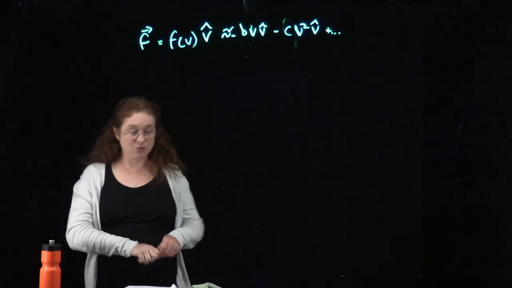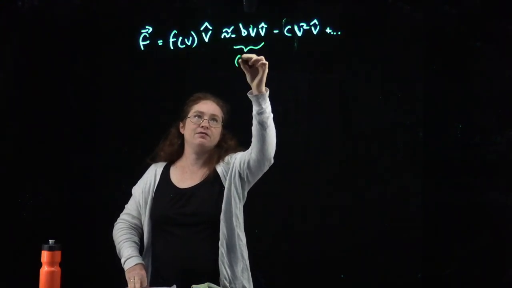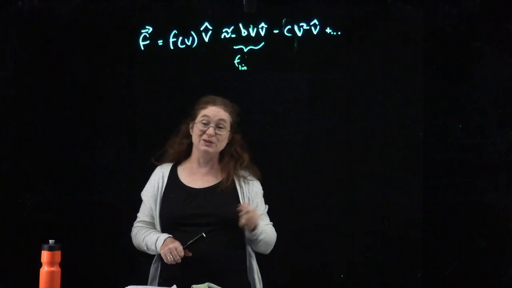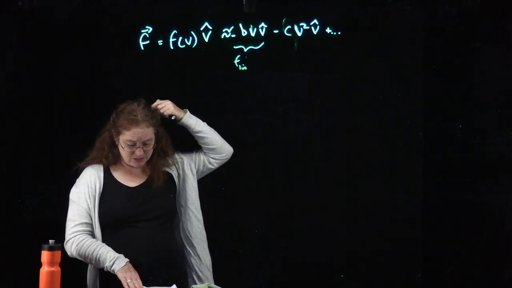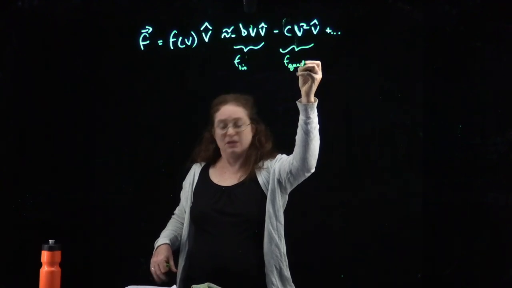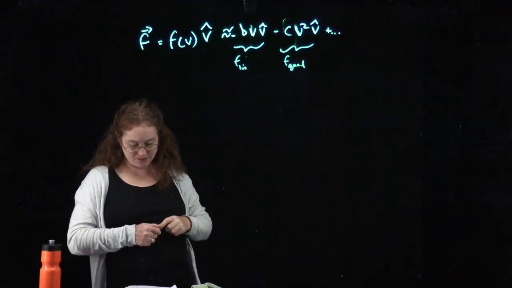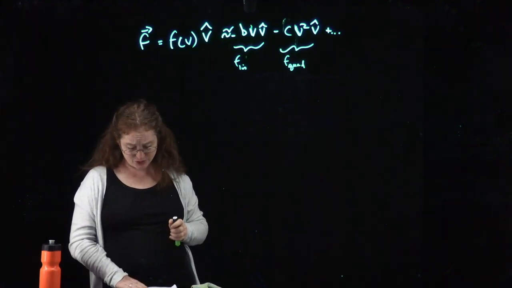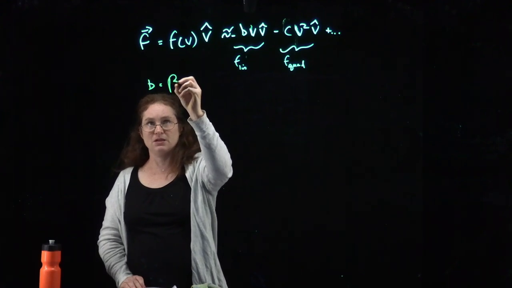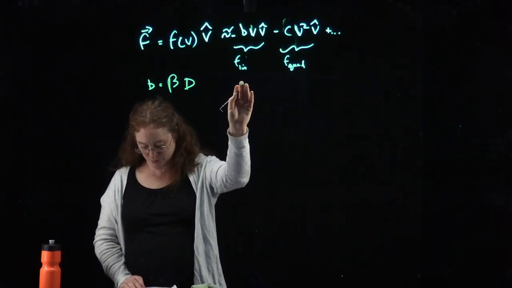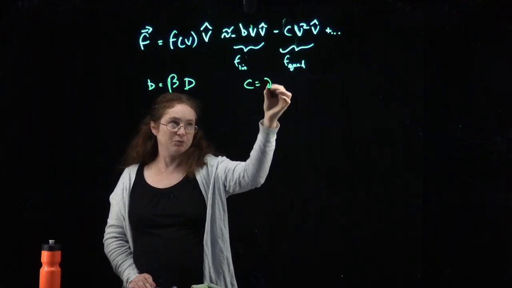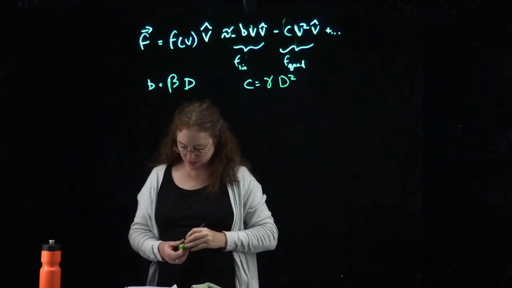All right. So we call this F lin, or your book calls it F lin. It is a viscous drag, and it is also proportional to the size of the object. This is F quadratic, the quadratic force, and it is proportional to the density of the medium and the cross-sectional area of the object. So we will work with b equals some constant we will call beta times the diameter, so it is proportional to the size of the object, and c is proportional to the diameter squared, so the cross-sectional area.